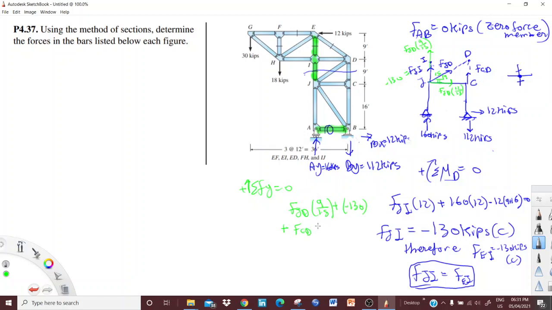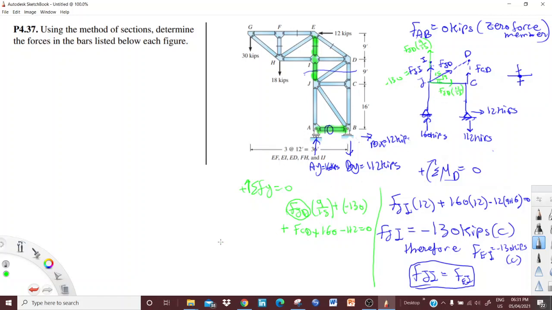FCD, we don't know what FCD is right now. But we have plus 160 kips, and minus 112, which is equal to 0. Right now we can find FGD, but we don't know FCD. Okay, let's do it by horizontal.